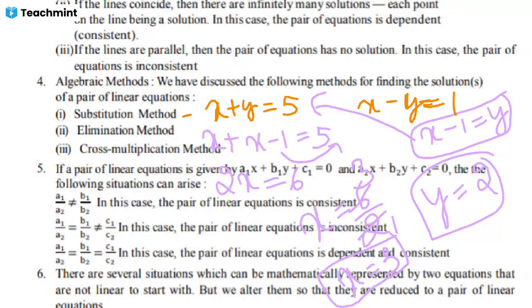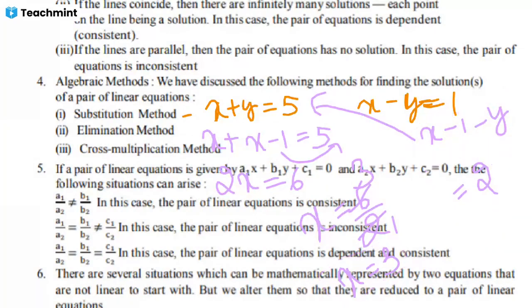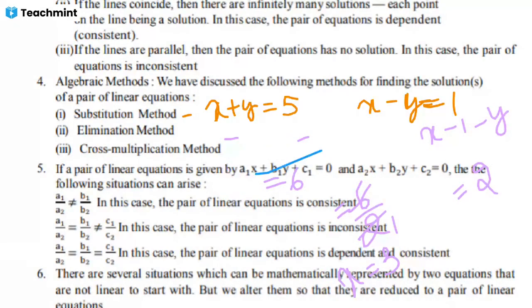Both the variable values you will get. Okay, so this is how you will solve the problems based on substitution method. Then the next one we have is elimination method. To do this elimination method, again we'll take the same equations. So x plus y is equals to 5 and x minus y is equals to 1.